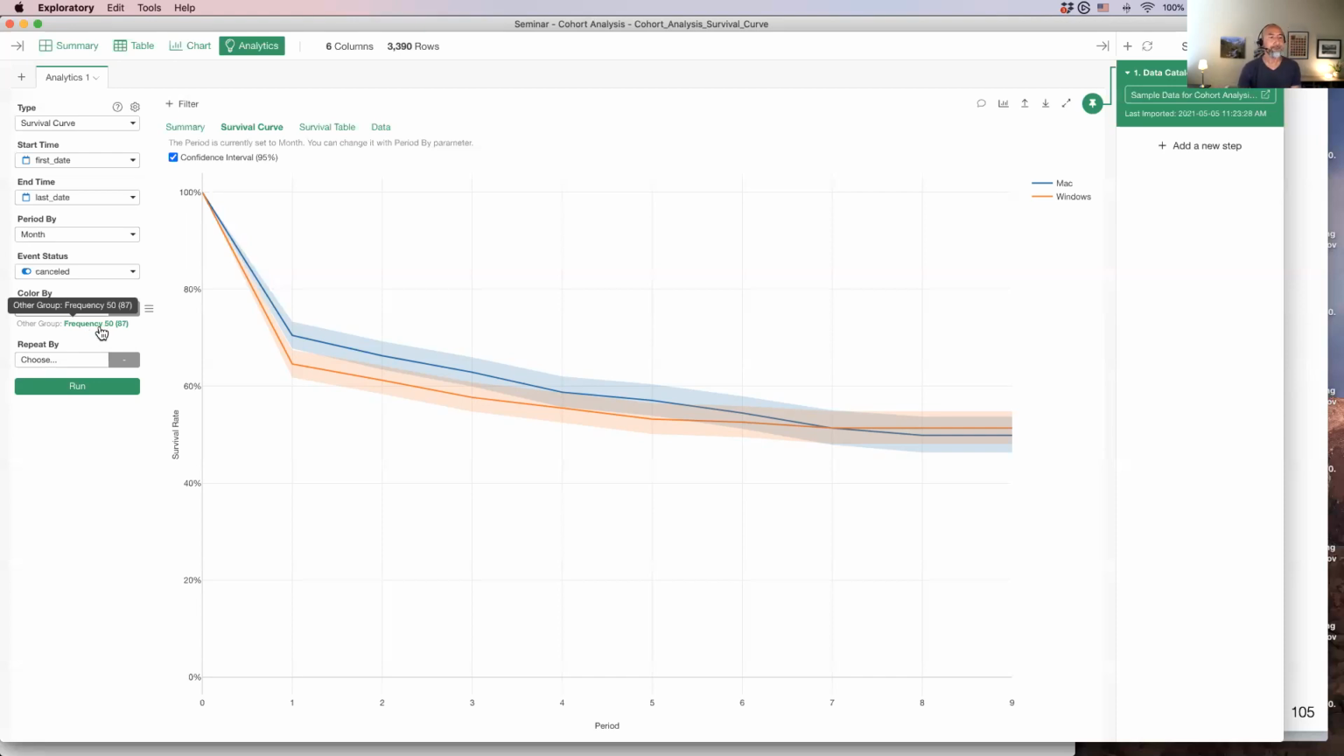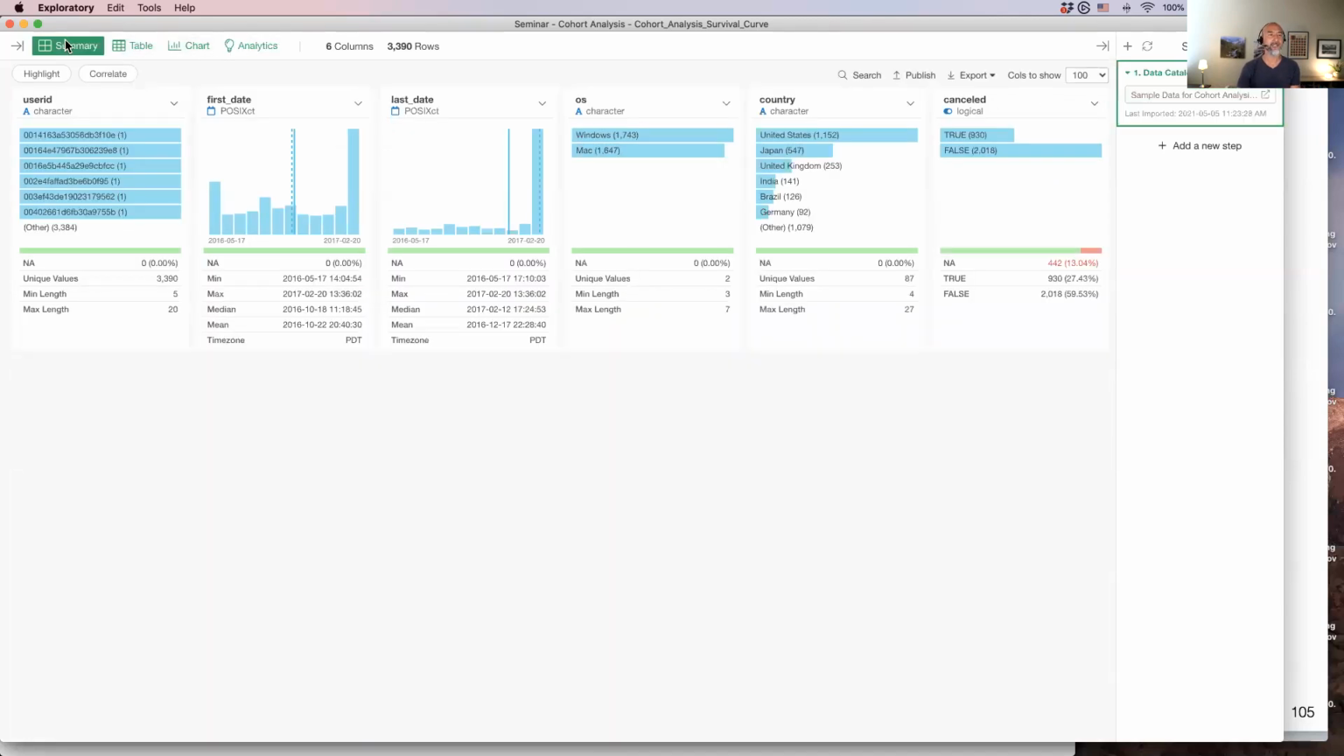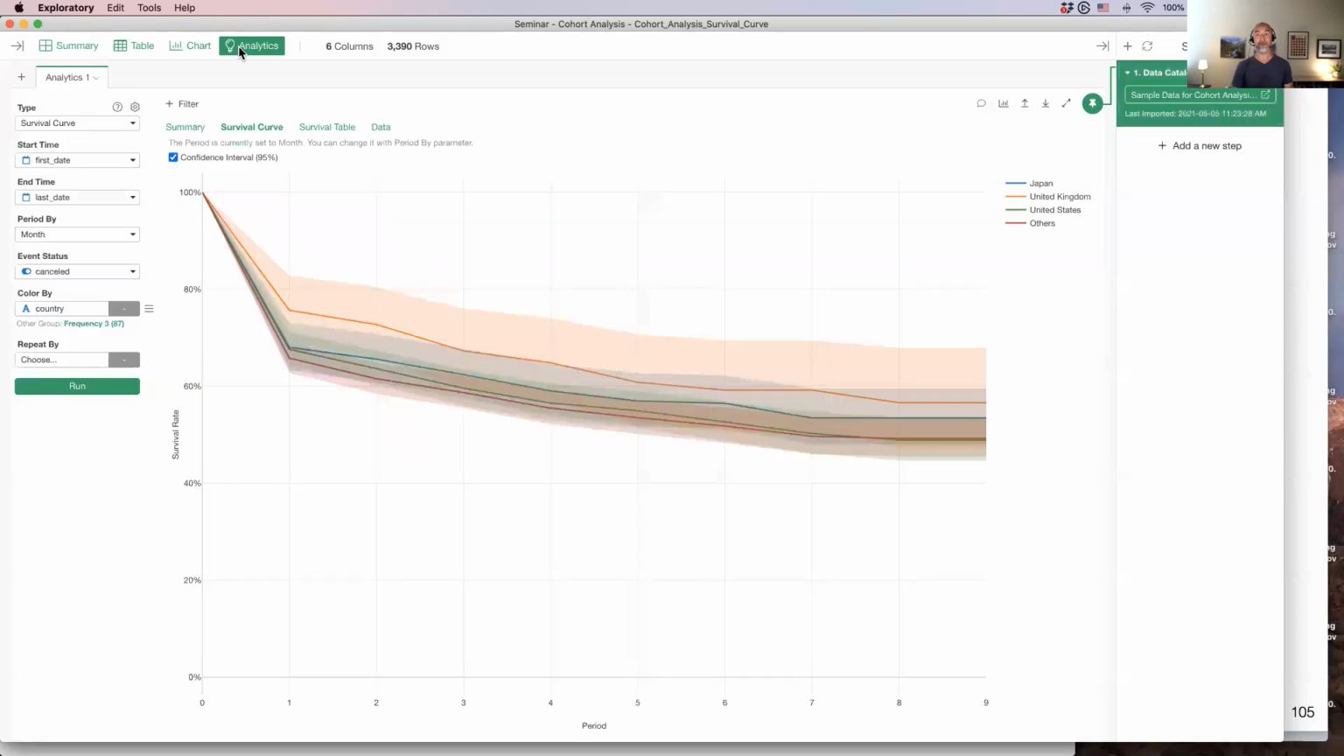So what I can do is click on this green and change it to 3 and then click on the apply button. What this is going to do is keep the top 3 most frequent values. If I go to the summary and take a look here, the United States, Japan, United Kingdom, and 1,005, 1,152, these are customers or users, right? So I keep those 3 as they are, and then I put India, Brazil, Germany, and all the other countries in the same group called other. And then I draw the survival curve for those 4 groups. And that's what we are seeing here.